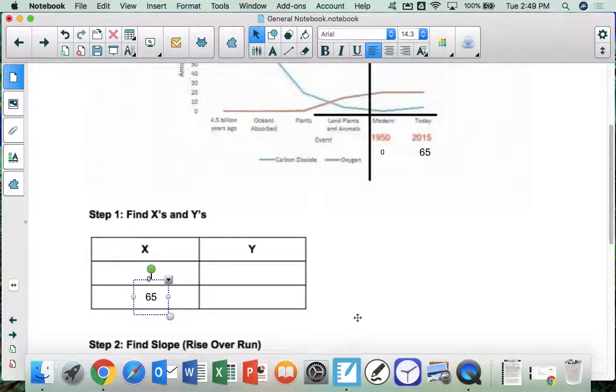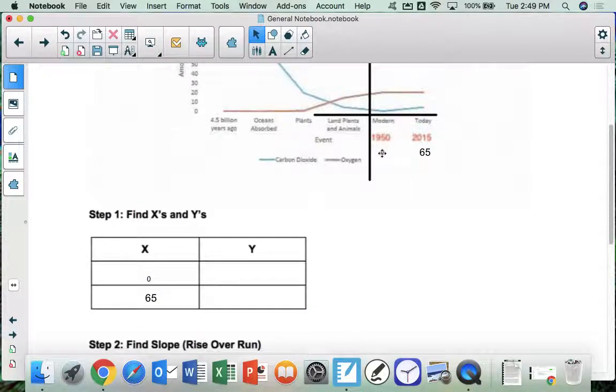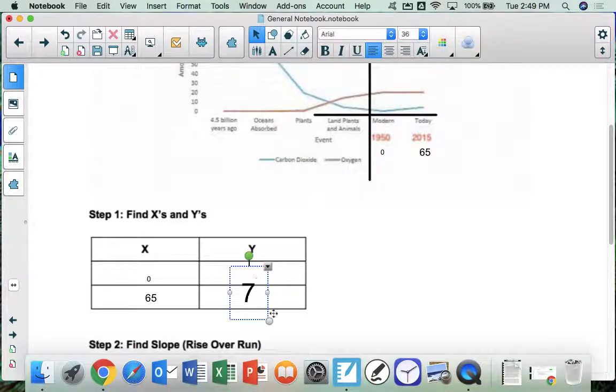For my y values, at 0, so where this is starting, it looks as though carbon dioxide is approximately at 7. And then at 65 years, it looks as though carbon dioxide is approximately at 10.